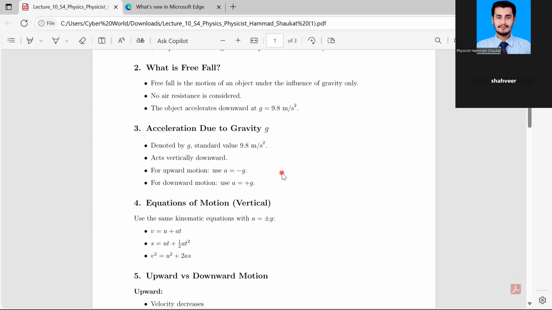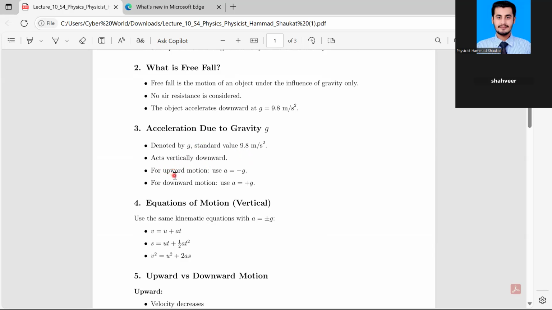So here is the acceleration due to gravity, which is denoted by a small g, and its standard value is 9.8. But sometimes for easy calculation, we can use 10 meters per second square. And gravity always acts downward, as I mentioned before.